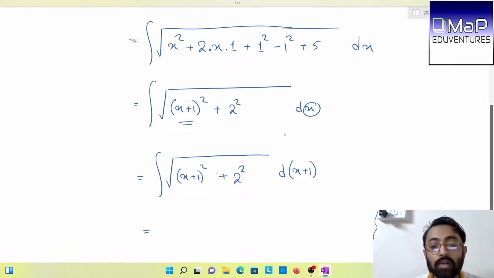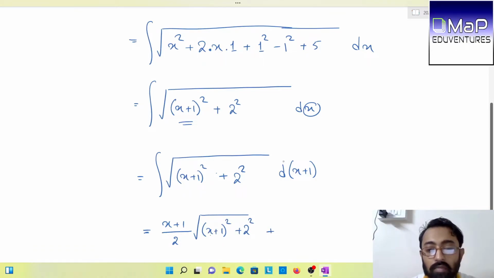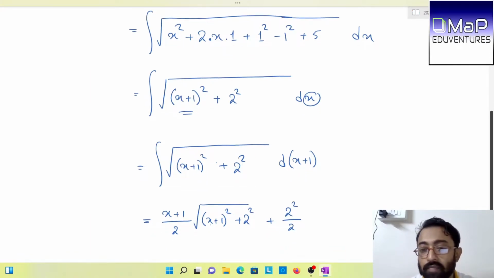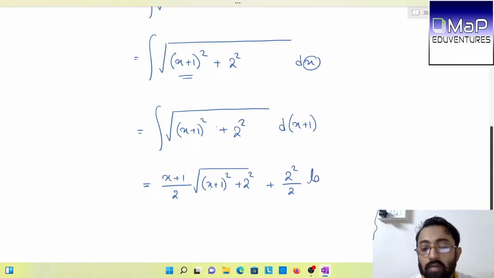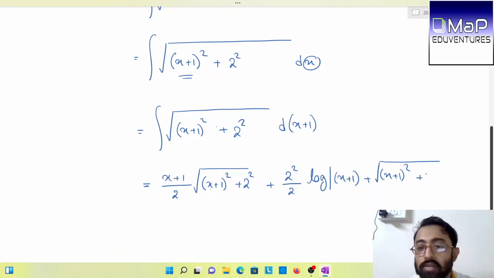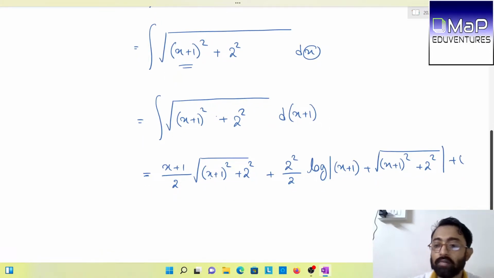All right, so now we can directly go to the formula, which is x plus 1 by 2 under root x plus 1 whole square plus 2 square plus a square by 2 log of mod of x plus 1 plus under root x plus 1 whole square plus 2 square plus c. So this is your final result.